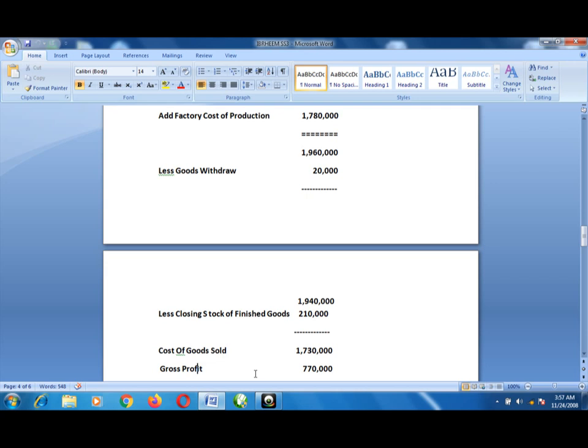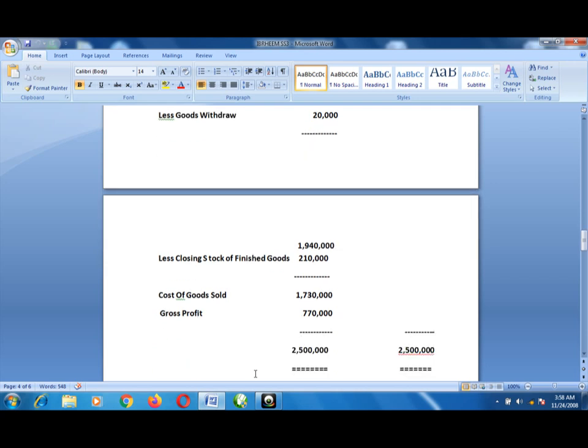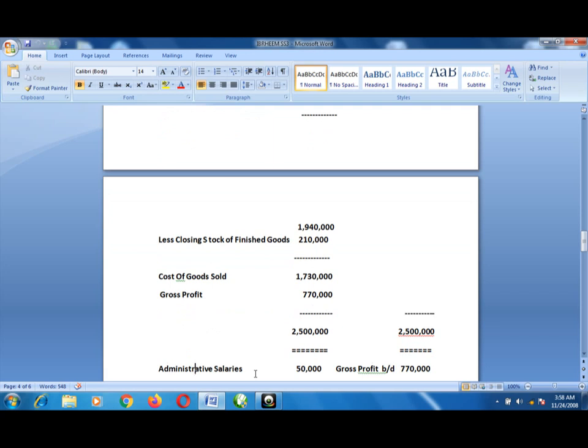And the sales is given. The sales that is given is put, 2.5 million naira, on the credit side of the trading account. And remember, returns inward is not given, so no adjustment on the sales figure, and therefore your cost of goods sold, 1,730,000 minus 2.5 million, will give us 770,000 naira. And this gross profit is carried down.